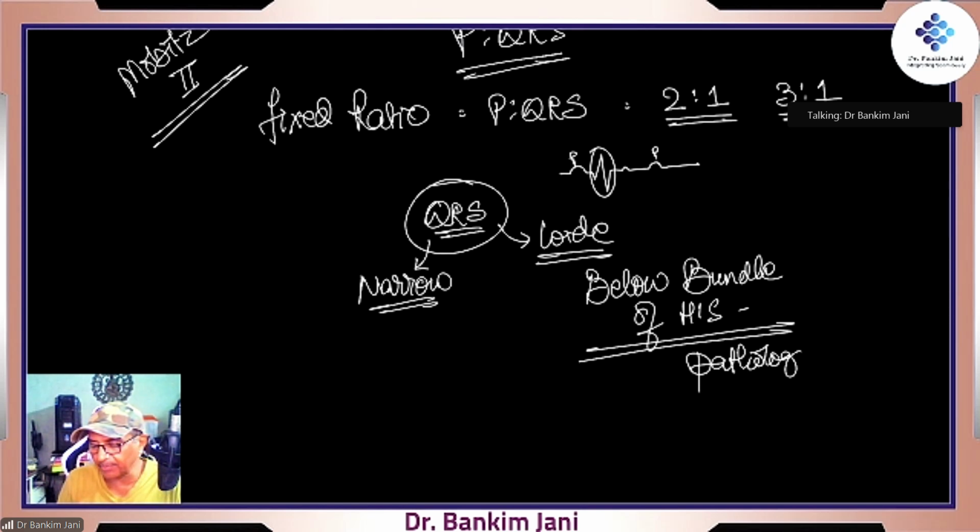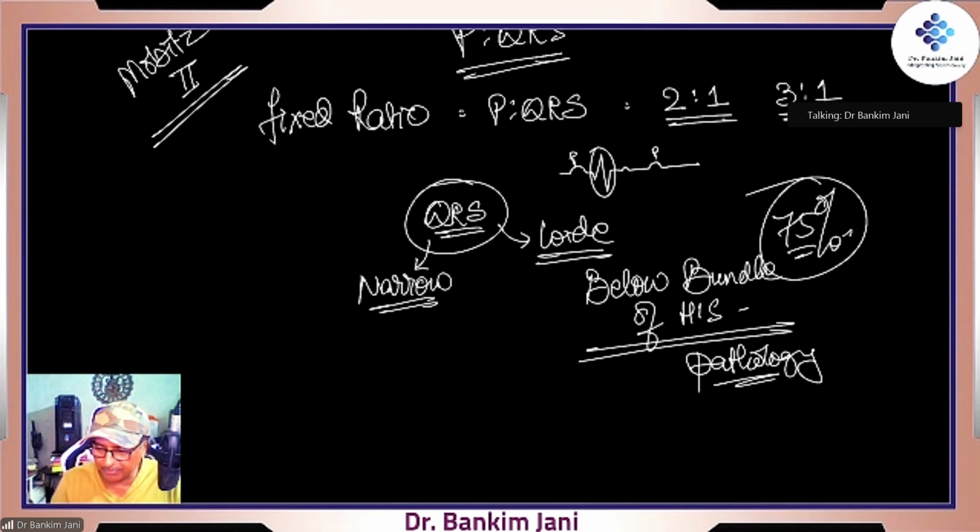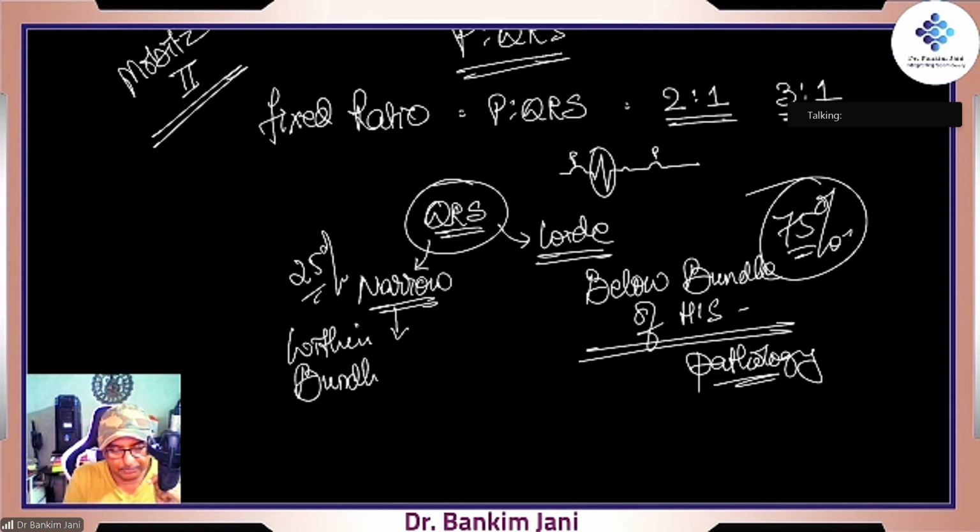What type of pathology? Myocardial infarction. The tissue is damaged below, right? Below bundle of His. And when it is narrow, QRS complex is very narrow. Right? In most of the cases, almost 75% of the cases, you'll find that the QRS complex is wide. Only in 25% of the cases, you'll find that QRS complex is narrow. This means your focus should be that this is the trouble which is within bundle of His.